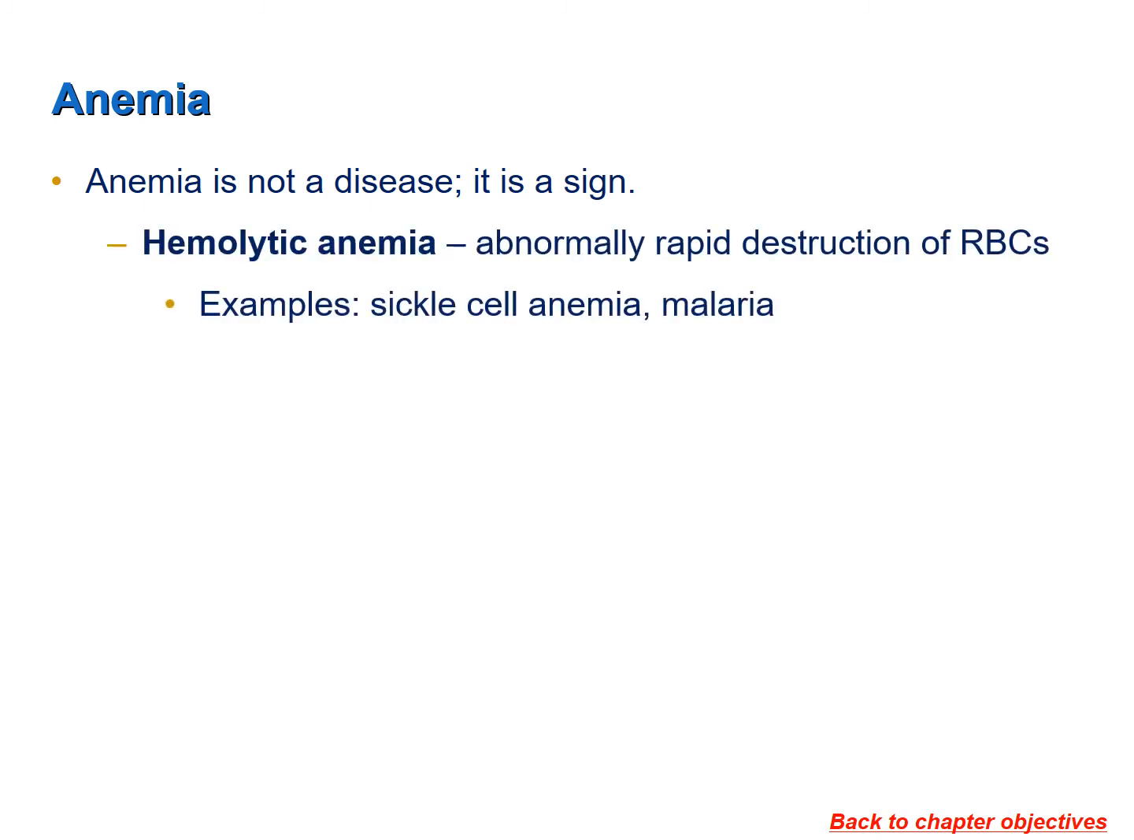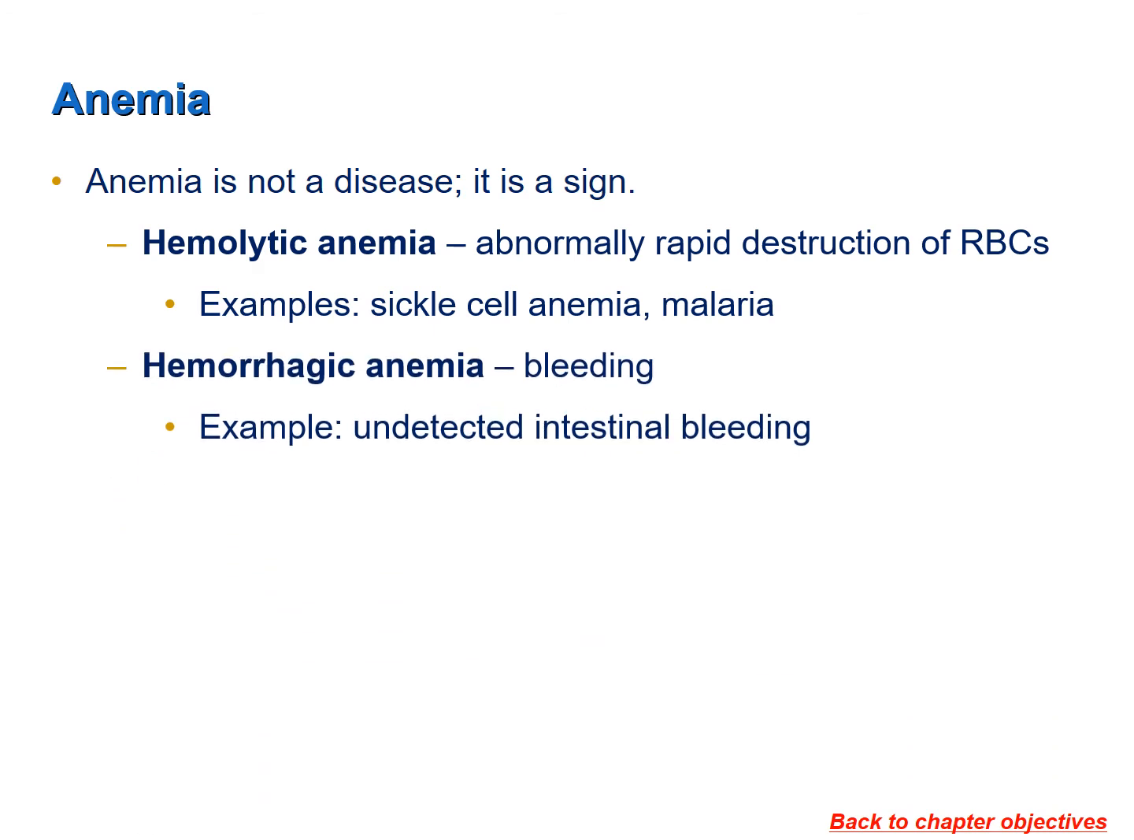For example, hemolytic anemia results from the abnormally rapid destruction of red blood cells. For example, this happens in malaria as the plasmodium, that's the protozoan that causes malaria, rapidly destroys red blood cells. In sickle cell anemia, the abnormally shaped or sickled red blood cells have a very short lifespan. They are destroyed very readily by macrophages.